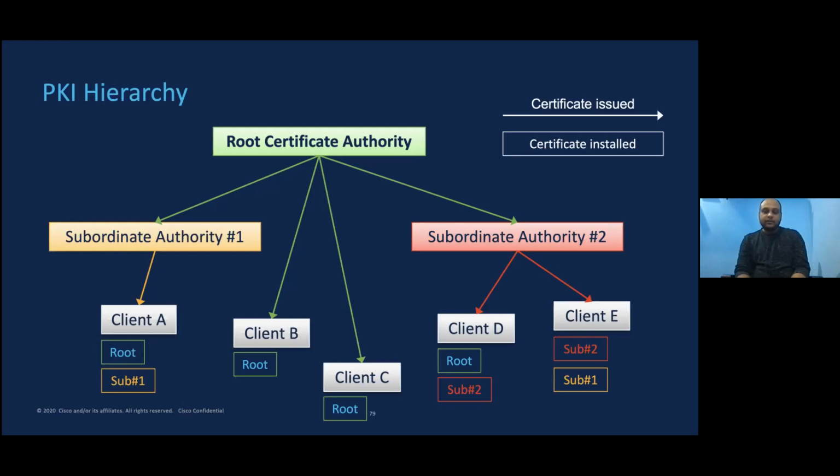There can be multiple subordinate authorities. The root certificate authority designates one subordinate, saying, okay, you can issue certificates. Then that subordinate authority designates another subordinate authority, saying, yeah, you can also issue certificates. So this hierarchy is not like a 2-level hierarchy. It can be a 3-level hierarchy, or if you want to build a 4-level hierarchy, you can build one.